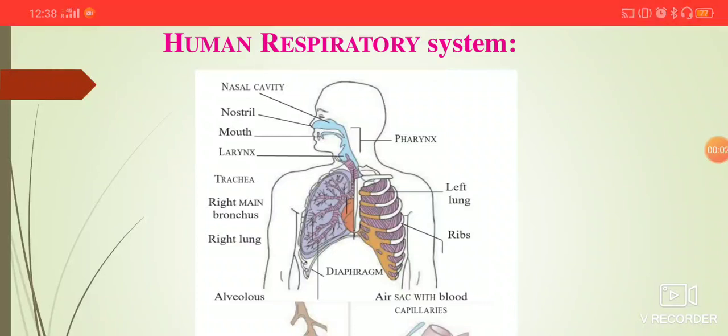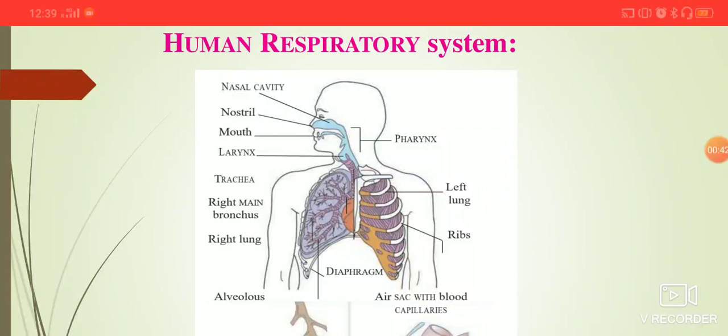We will start from the human respiratory system. The human respiratory system brings about inspiration, expiration, and exchange of gases in the lungs. These gases are then transported by blood from the lungs to different tissues or parts of the body. In blood there is hemoglobin, which reacts with oxygen in the lungs and forms oxyhemoglobin, which is carried to different tissues and parts of the body by blood.